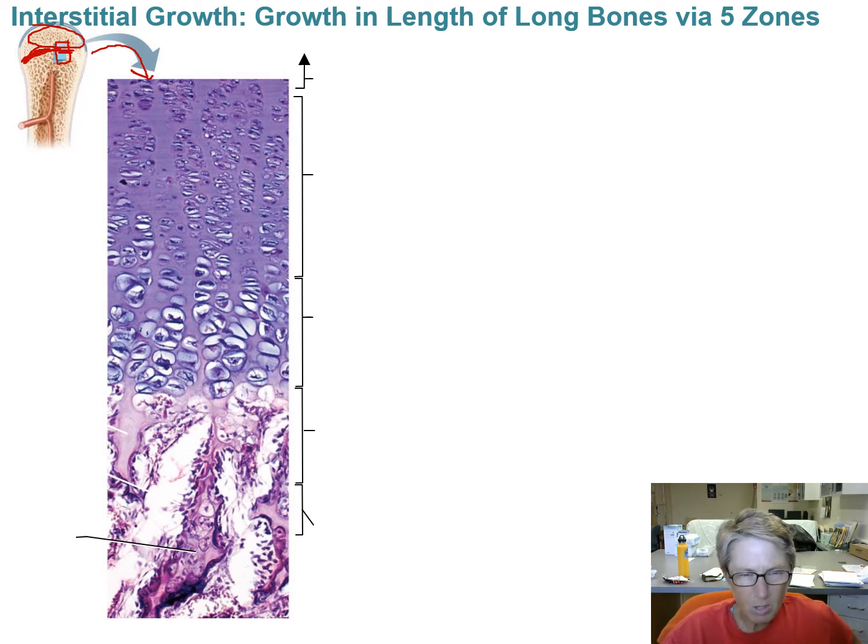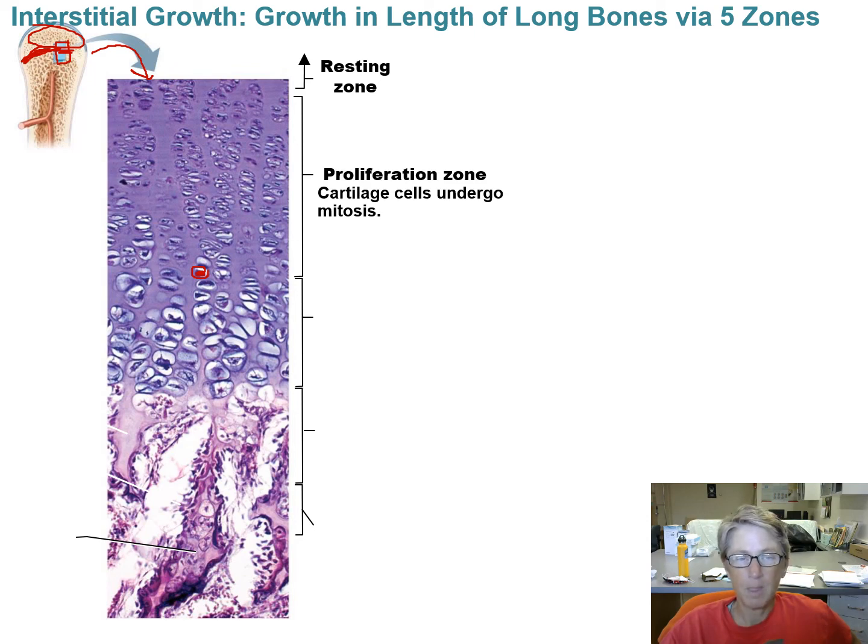Here's one trick you can do. Anytime you see a really dark area inside a circle, oftentimes that is a cell. So these are the zones. Up here at the superior part is the resting zone, so if the cells are resting, that means they're not mitotically dividing. And then from here to here, this is the proliferation zone of the end of your long bones. The cartilage cells are undergoing mitosis, so they're growing and dividing.